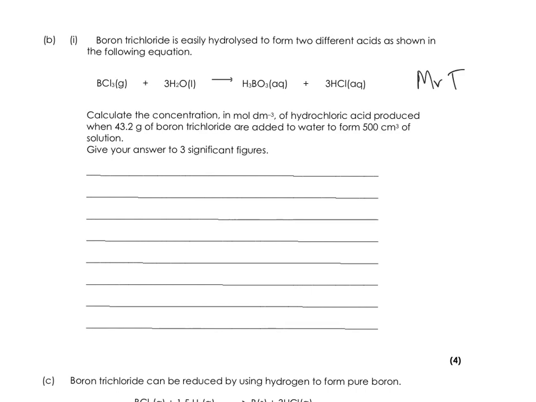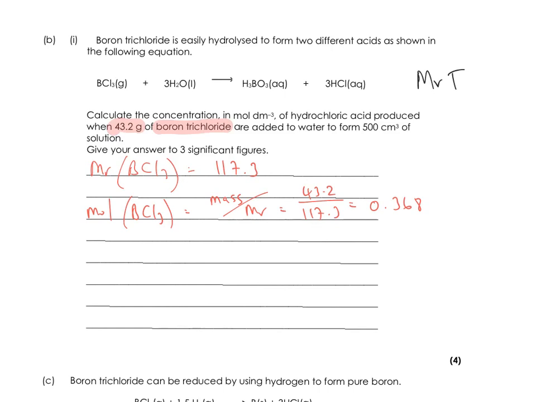So the first thing we can do is work out the moles of something here, and that is the moles of boron trichloride. So the first thing we've got to work out is the MR of the boron trichloride, and that equals 117.3. So therefore the moles of boron trichloride is going to equal the mass over the MR, which is 43.2 divided by 117.3. So that gives us 0.368 moles of boron trichloride.